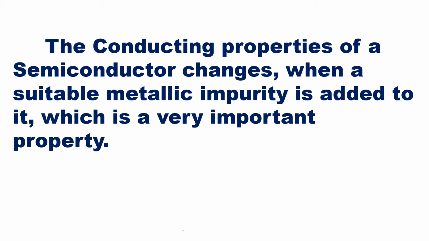That can be changed when a suitable metallic impurity is added to it, which is a very important property. So to a pure semiconductor, you are going to add an impure material. If you add an impure material, its conductivity will increase. Either it will increase the electrons in the semiconductor or it will increase the holes in the semiconductor, depending on what type of impurity you are adding.